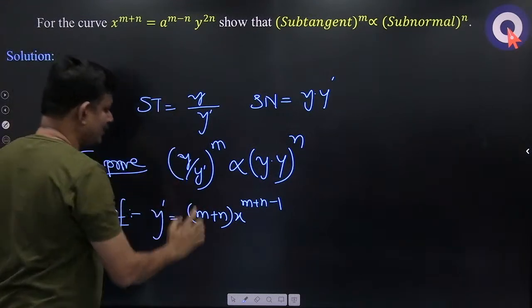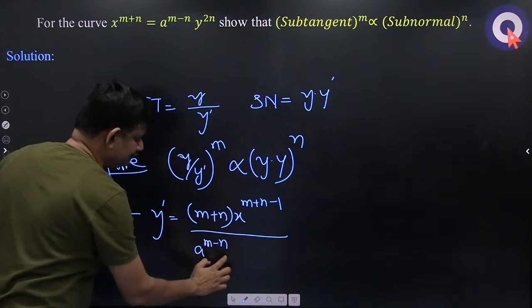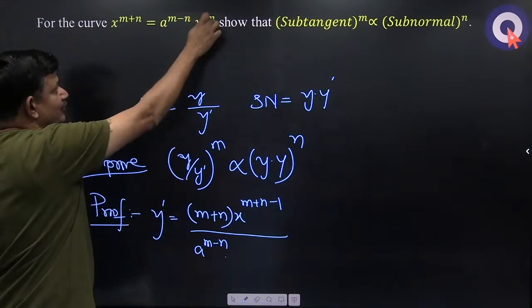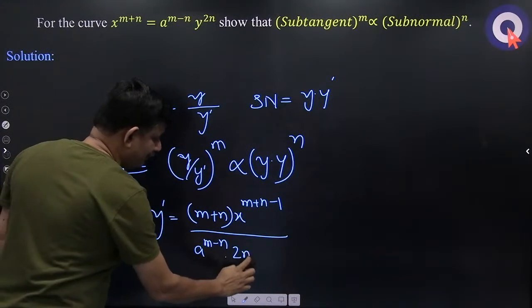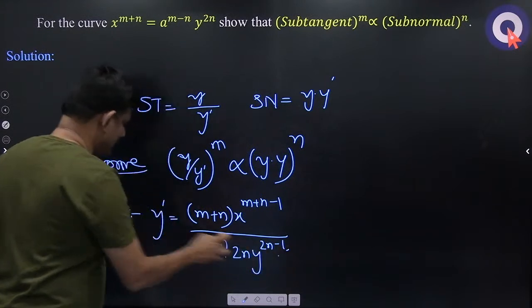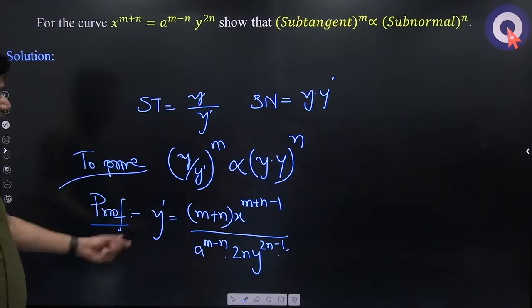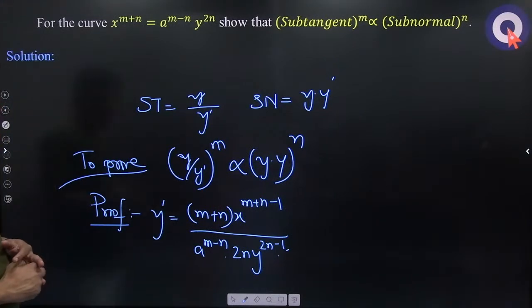This a power m minus n, you can take it to the other side, into what is derivative of y power 2n? 2n y power 2n minus 1 into y dash. Y dash is what I wrote here. So y dash will be m plus n x power m plus n minus 1 divided by a power m minus n 2n y power n minus 1.